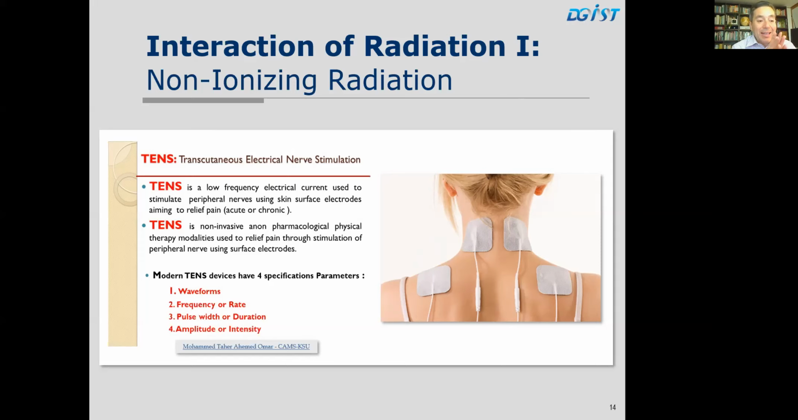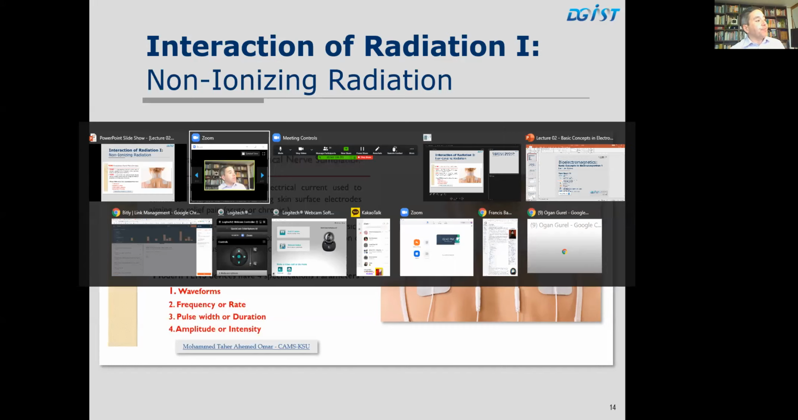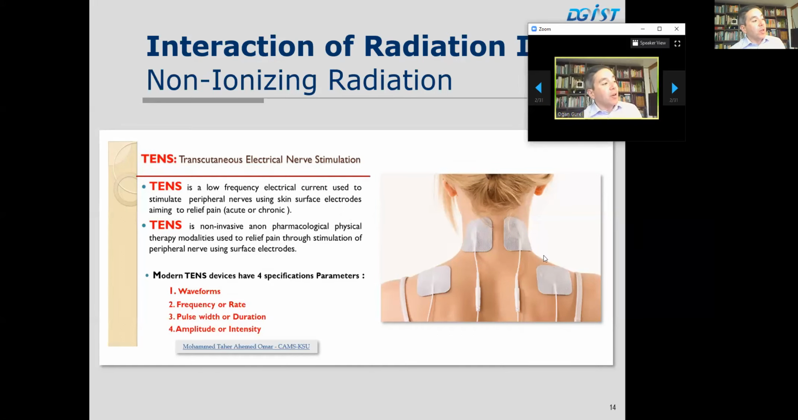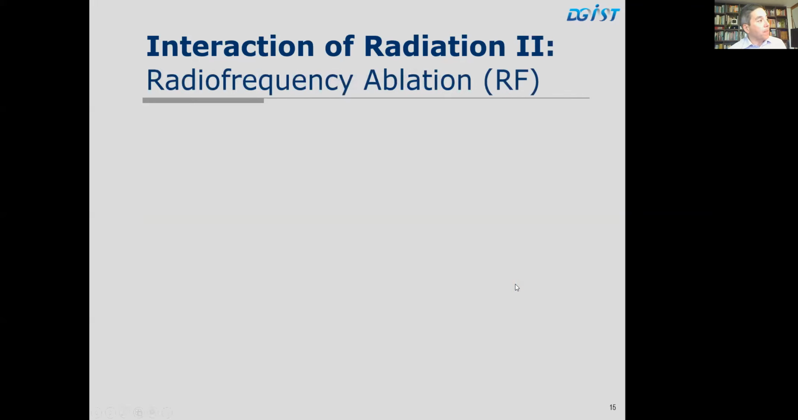So the current TENS therapy has several specifications to that electrical current. The waveform, not always a sinusoidal frequency. Of course, the frequency of that radiation, how wide the pulse is, and also the amplitude or intensity. And again, this is building on what we talked about with electromagnetic waves. Frequency and amplitude are important principles.